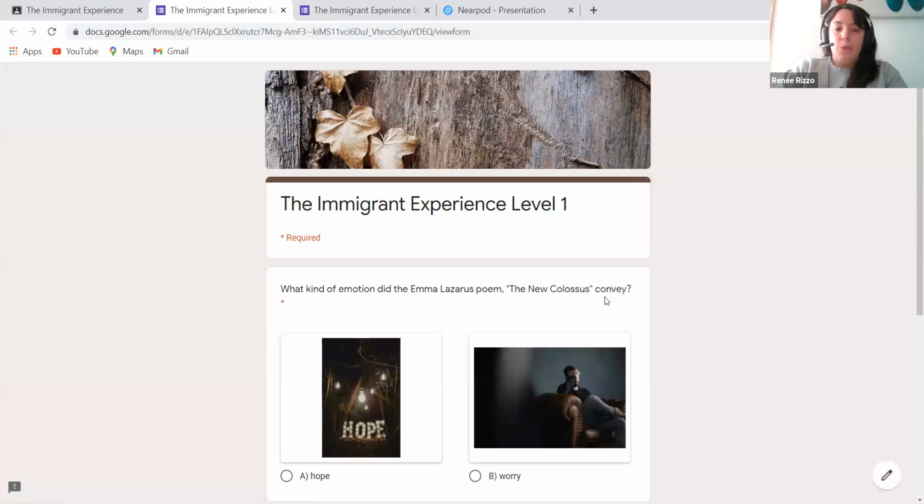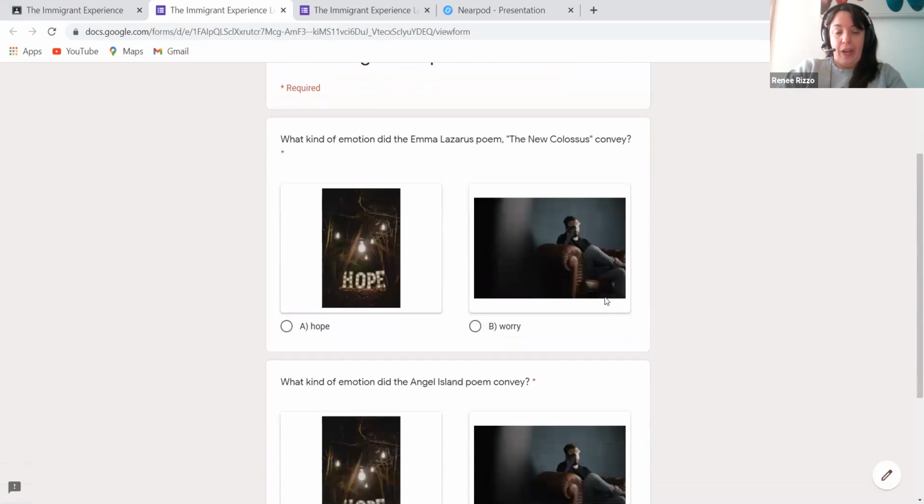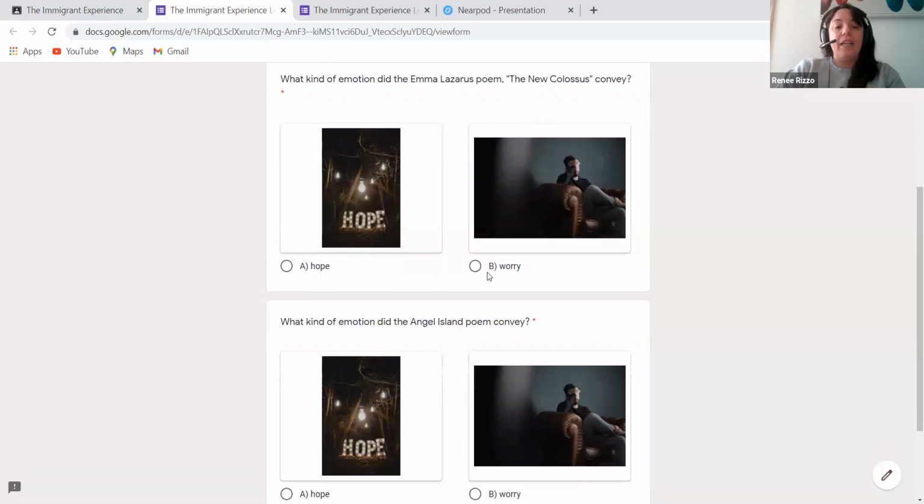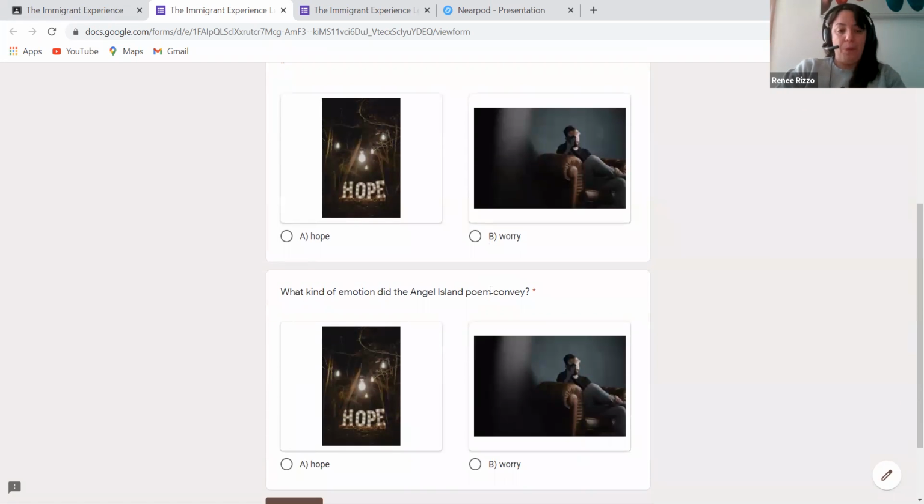So, starting with level 1, what kind of emotion did the Emma Lazarus poem, The New Colossus, convey? Hope or worry? And I included images from a website called unsplash.com where you could get copyright free, royalty free images to use. And what kind of emotion did the Angel Island poem convey? Hope or worry?